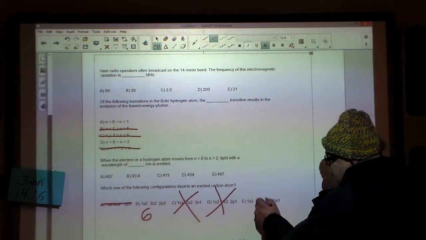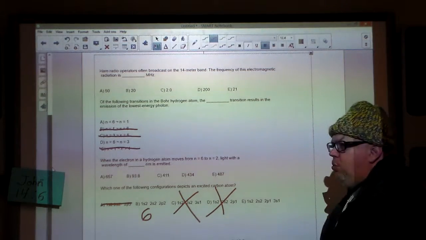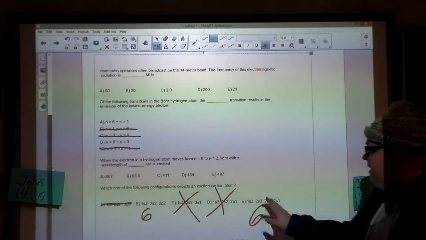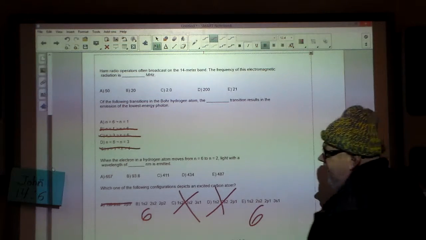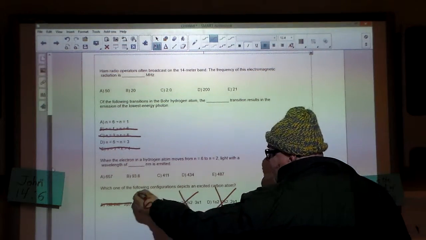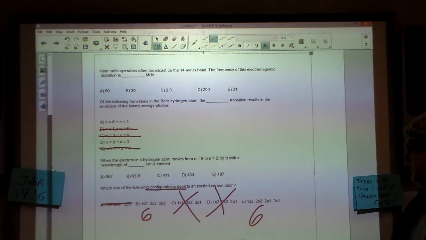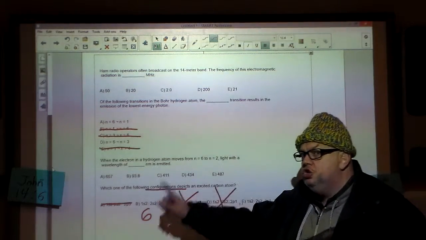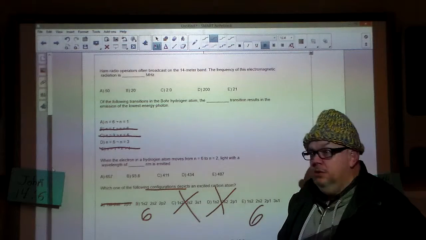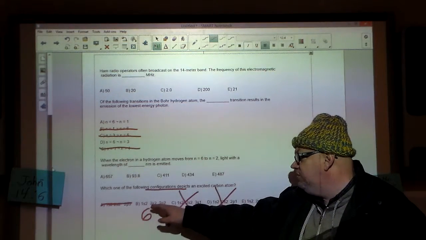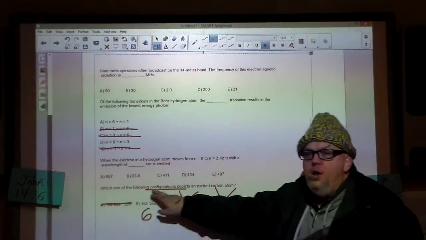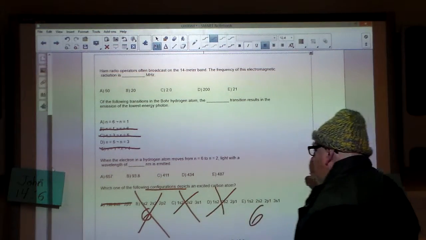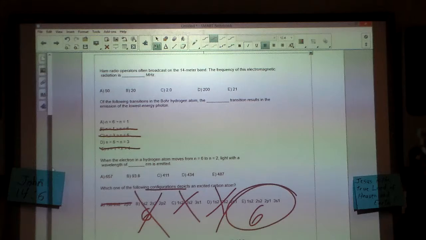Now here, we got 1s2, 2s2, 2p1, and 3s1. Wait, whoa. 2 plus 2 is 4 plus 1 is 5 plus 1 is 6. Aha! So now we've got it down to these two possibilities. Again, I looked at the number of electrons in the electron configuration. So what's the standard order? 1s2, 2s2, 2p6, right? But we only have 6 electrons, so 1s2, 2s2, 2p2. This is the ground state for carbon as an atom. It's a ground state. So guess what? That's out. That's our answer.